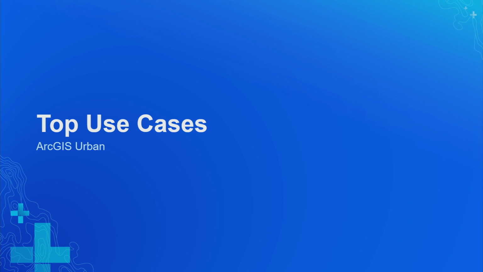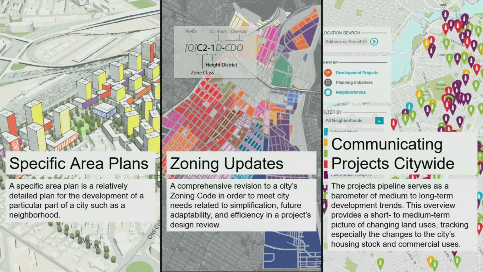Some of the top use cases that we've been seeing over the past year, as we've been going through our early adopter phase, has been definitely specific area plans and supporting this workflow of looking at zoning changes in a more focused way throughout the city. There's also this need for modernization of zoning.